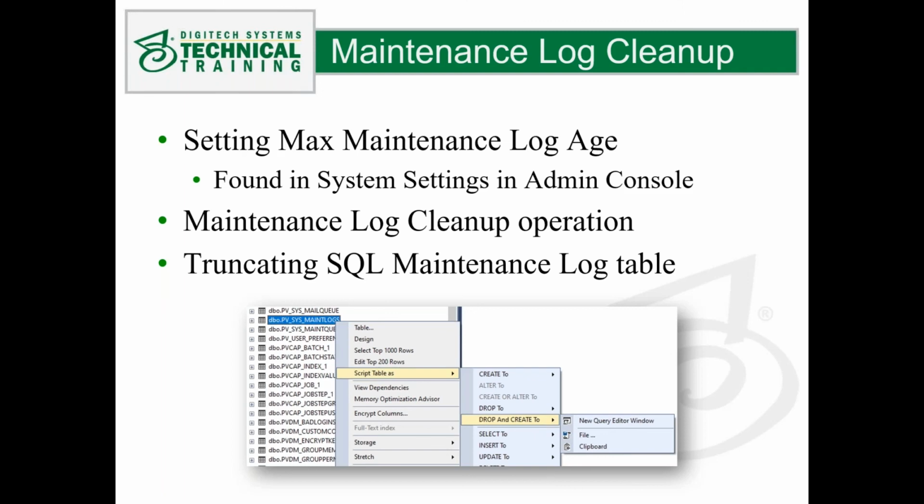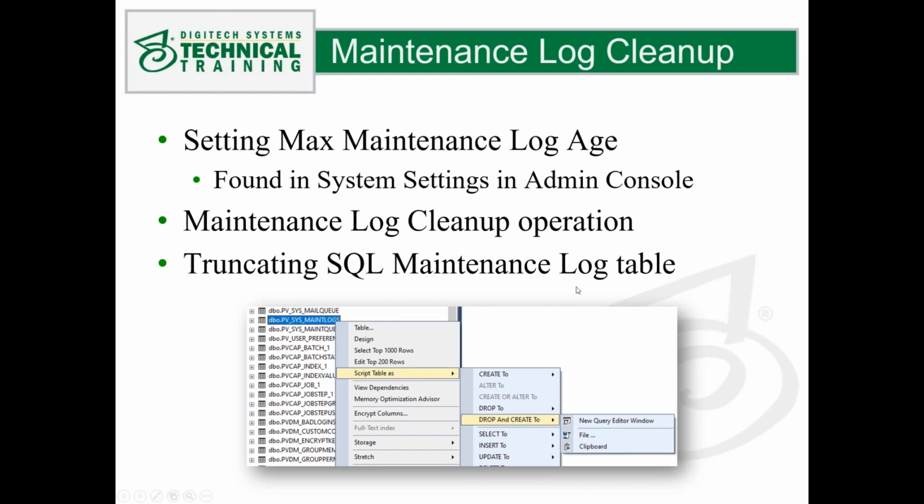And here's just a little screenshot of a way to do that. You can find that main logs table, script table as, choose the drop and create to, open it in a query editor and execute it. Very important to make sure you have the maintenance log one and not maintenance queue or the mail queue or anything else. Definitely important you don't delete a bunch of maintenance queue items if you have batches that are currently going through jobs. So that is really good information.